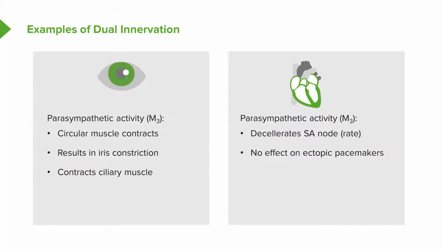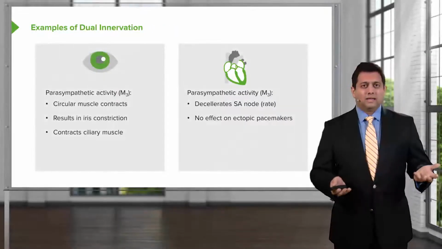The opposite of sympathetic activity is parasympathetic activity. Now, in the eye, we act through the M receptors or the muscarinic receptors, causing circular muscle contraction. It also results in iris constriction. So we contract that ciliary muscle to get a smaller pupil. Now, why is that useful?